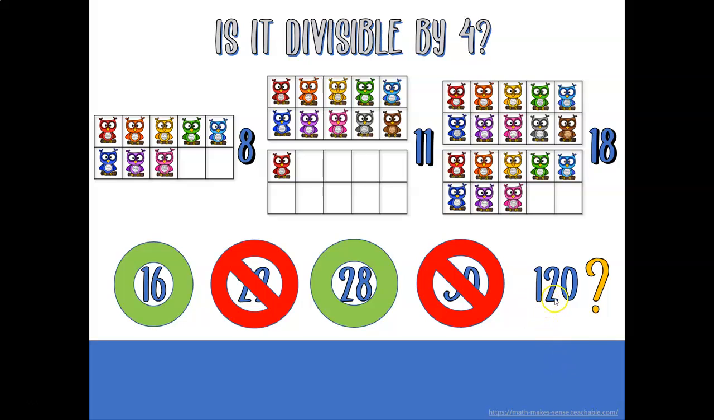So if we look at 120, you can break 120 in half to get 60, and then you could break 60 in half to get 30. So yes, 120 would work. So here's our rule.